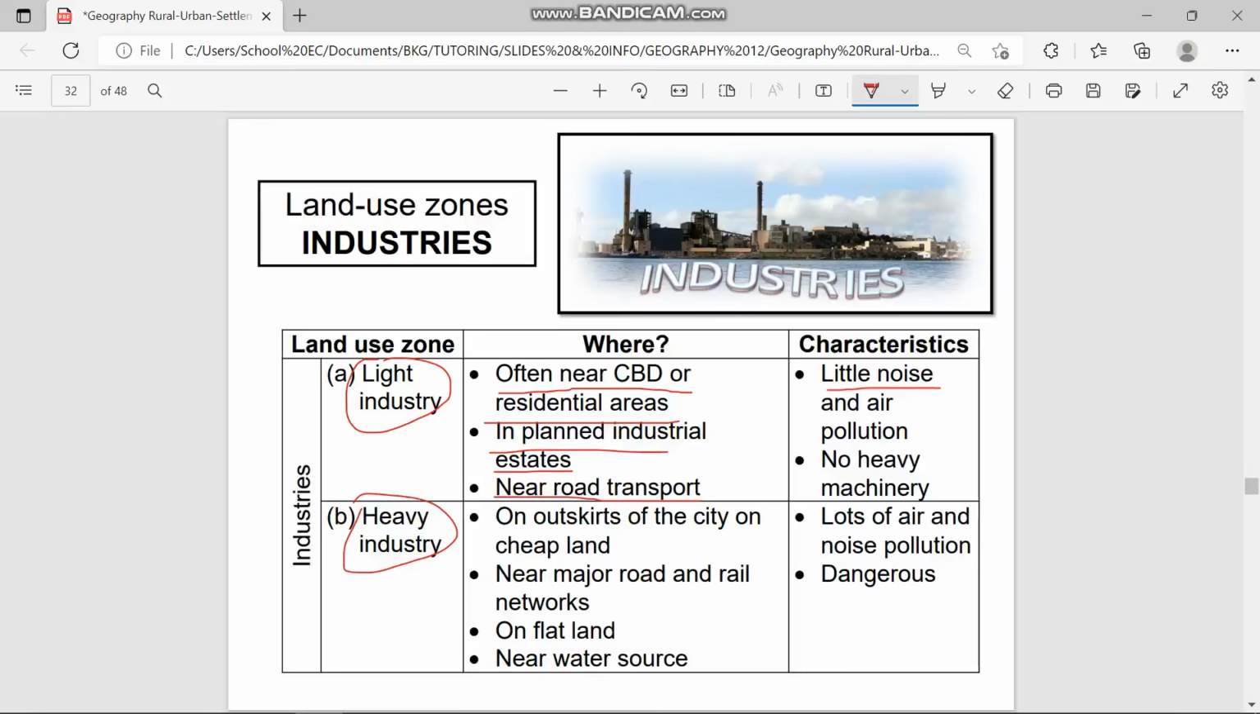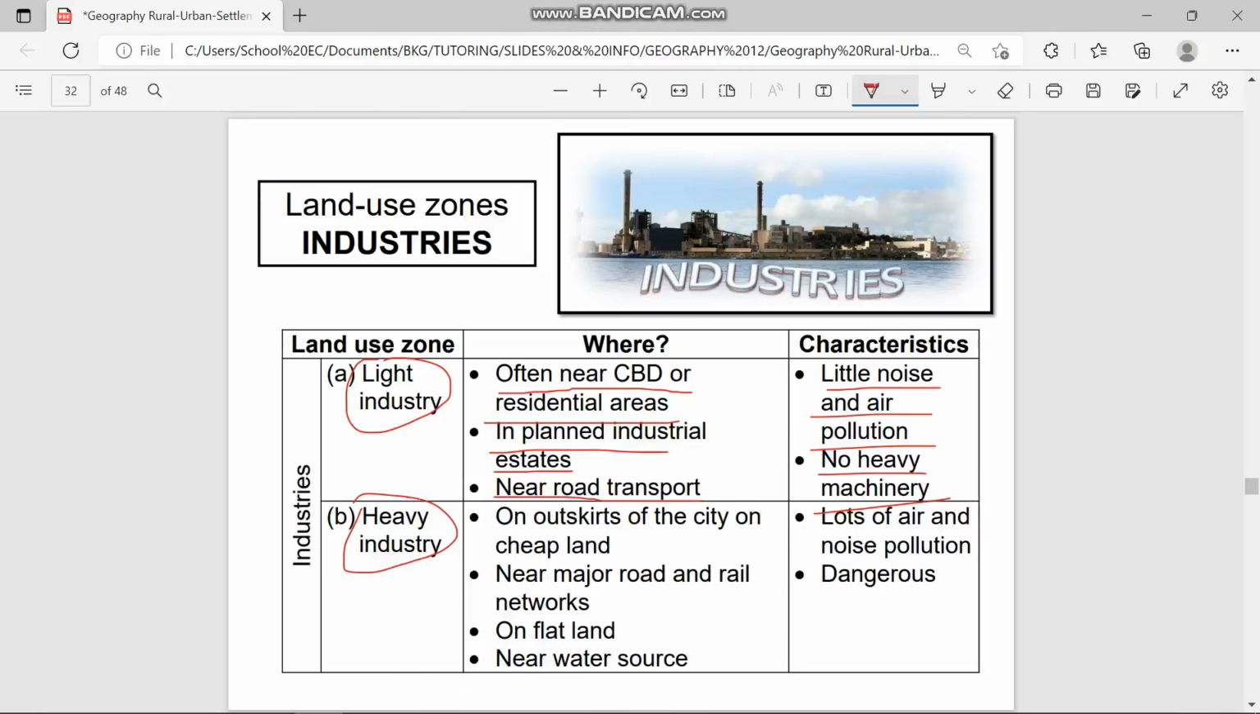Characteristics: there is little noise and air pollution in light industry. There is no heavy machinery, because the materials being processed to make other products are small. So there will be little noise and no pollution at all. For instance, the machine that we use to make clothes doesn't make a lot of noise or air pollution, or there is only little.